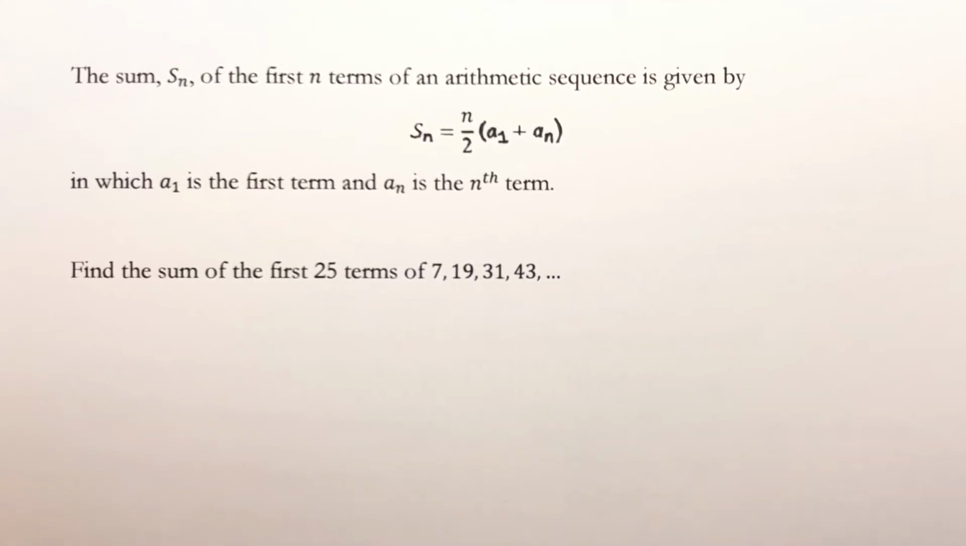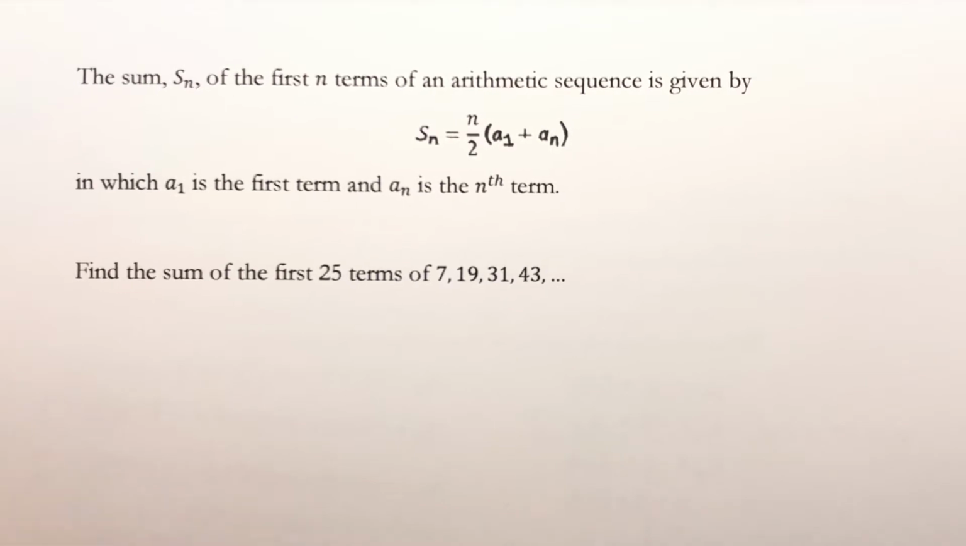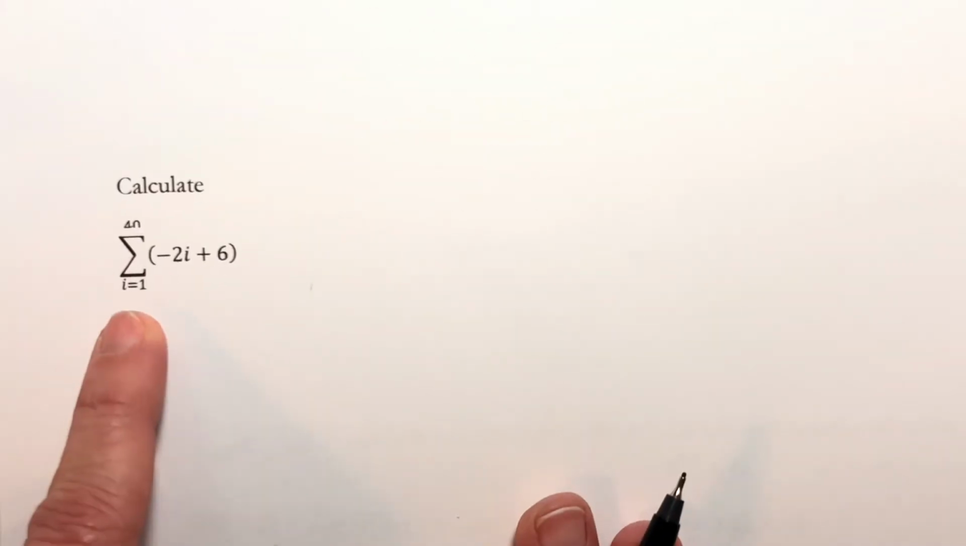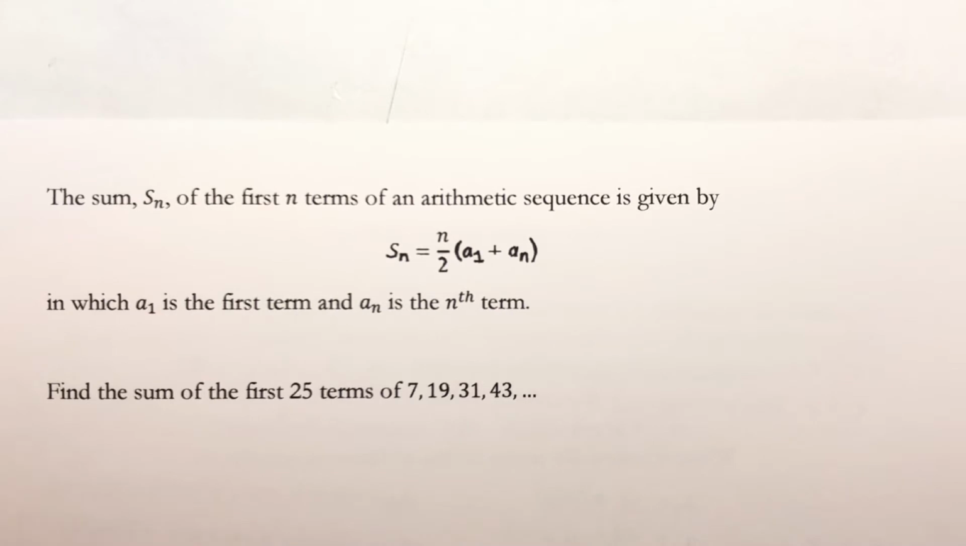This is part 2 of section 8.2. We are talking about arithmetic sequences, and arithmetic sequences are the kind where you're either adding or subtracting the same number every time. In 8.1, we also talked about finding the sums of sequences, and we used summation notation, which looked like this.